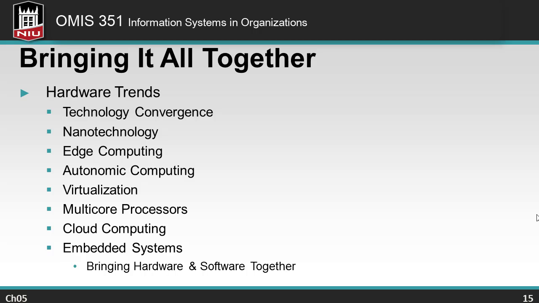This evolution in the technology includes a wide variety of changes. In the hardware space alone, we have seen a number of changes. Technology convergence occurs when devices designed to do one thing start to take on the characteristics of others. For example, cell phones started as simply phones, but have become mobile computers.